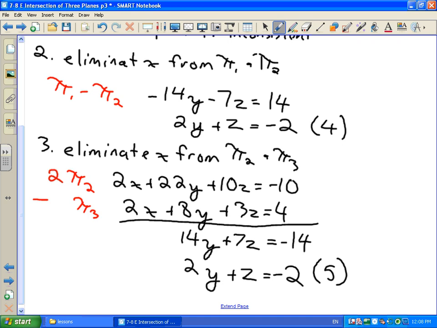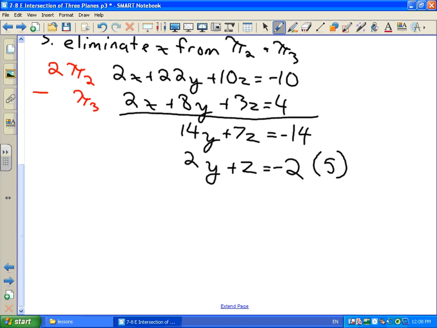Equation 4 and equation 5 are exactly the same. So what's going to happen when we try to solve this system of equation 4 and equation 5 for values of y and z? Well, you may know the answer, but let's just take a look at it. Let's write 4 and 5 out here. So this is 4, this is 5.